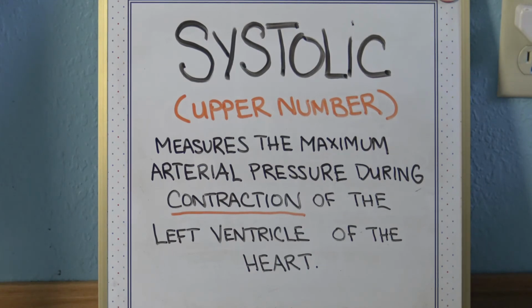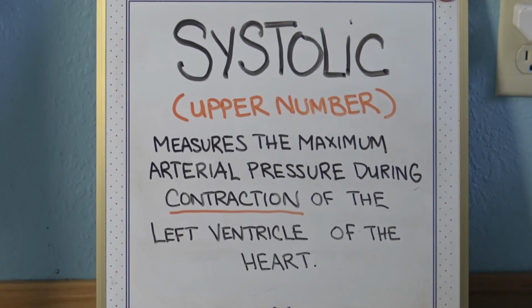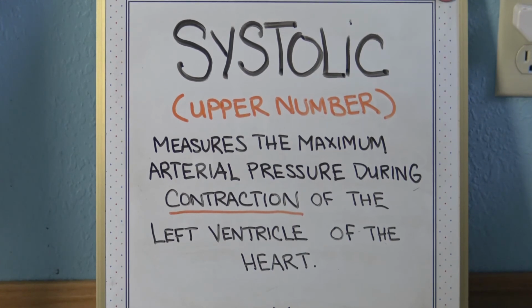Systolic. Systolic is the upper number in a blood pressure measurement. It measures the maximum arterial pressure during contraction of the left ventricle of the heart. So it's the blood pressure when the heart is contracting. The systolic is the upper reading.